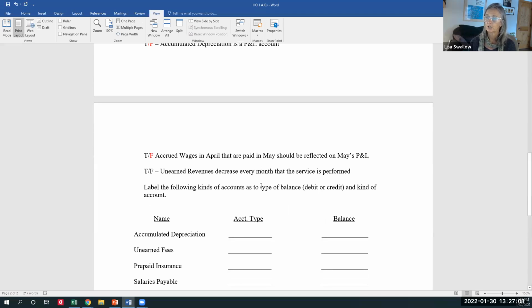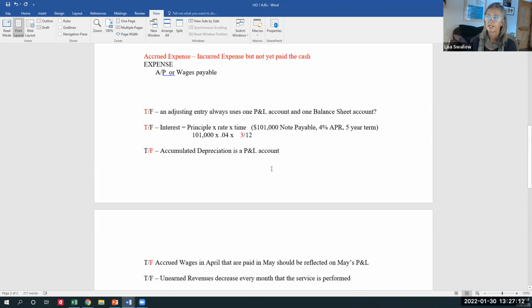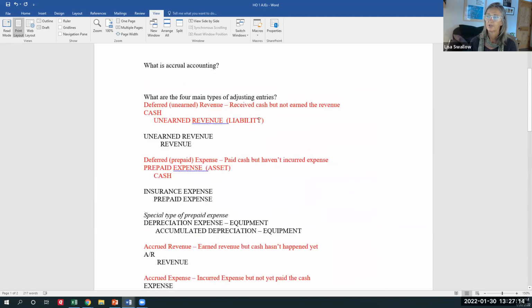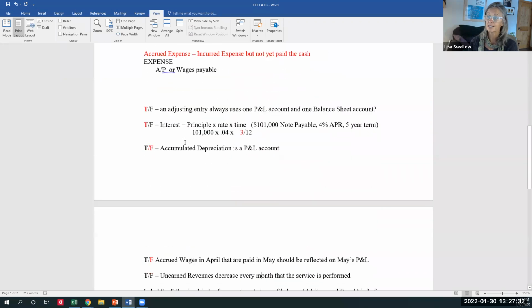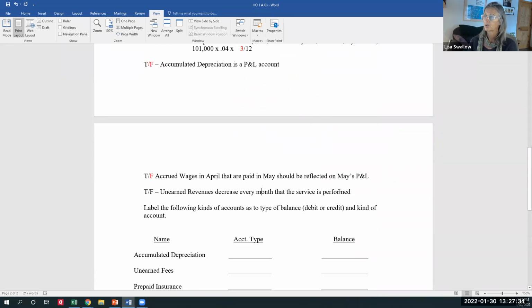Unearned revenues decrease every month that the service is performed. So again, unearned revenue is a liability. I owe you 12 months of streaming services because you've given me a chunk of money for the whole year as my customer. So every month that I provide that streaming service, is it true that a little piece of that unearned revenue decreases? Yes, it decreases every month that the service is performed.